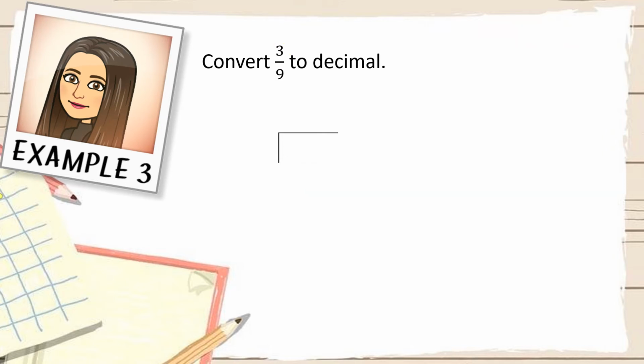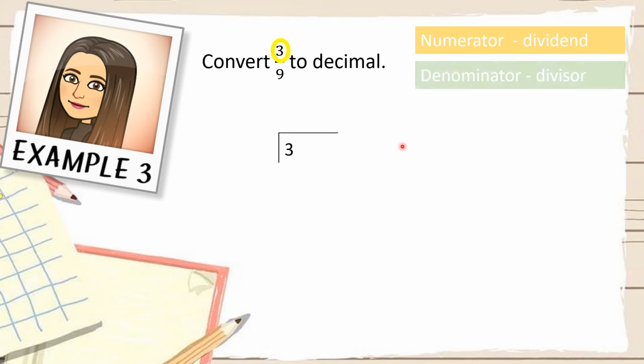Next example, let us convert 3 over 9 to decimal. Again, to remind everybody that the numerator will be the dividend, so that will be written inside our symbol. And then our denominator will be the divisor, 9, so that will be written outside the symbol. So 3 divides 9, so that is cannot be. So we have here 0. So 0 times 9 will give us 0, so we have here 3. Then we have to add 0.